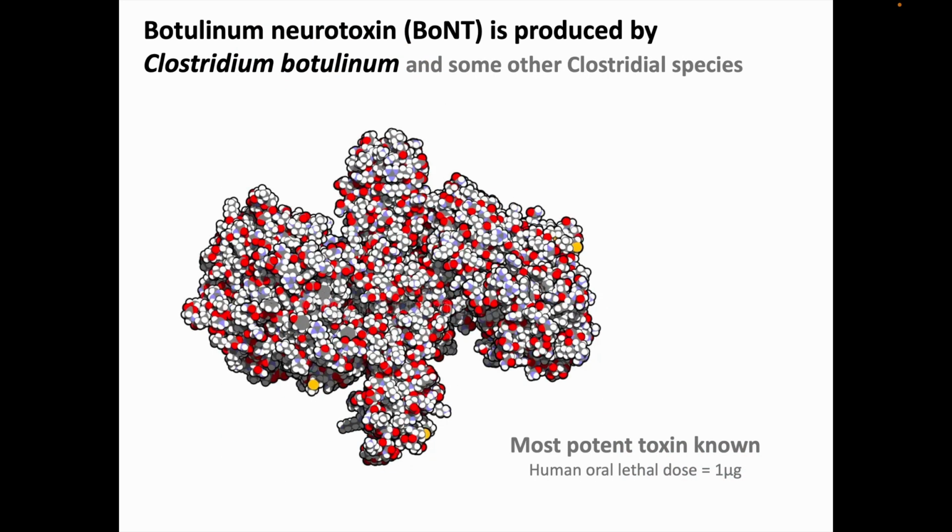Botulinum toxin is a neurotoxin produced by the bacteria Clostridium botulinum and some closely related Clostridial species. It's a protein toxin, so it would be ridiculous to try to show its chemical structure in fine detail, but here's a space-filling molecular model that I think looks cool. And it's the most potent toxin known, with an estimated human oral lethal dose of only 1 microgram.